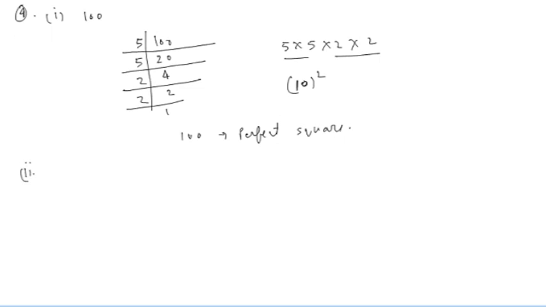And the second question, 284. Just check this number, find its prime factors. So the prime factors of 284 will be, now 71, it is not divisible. So 71 is left as a remainder. So it is not a perfect square.